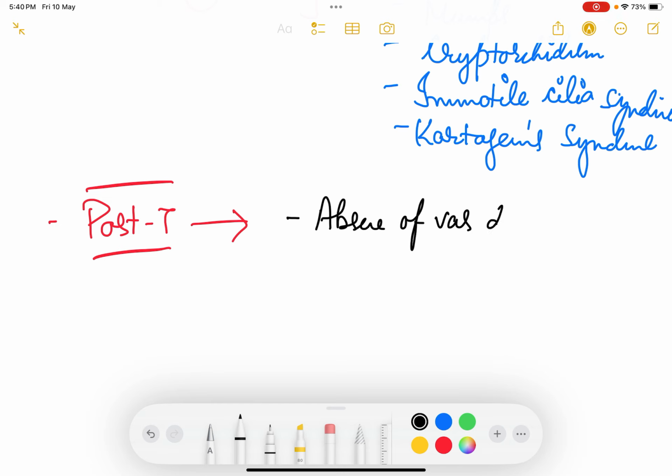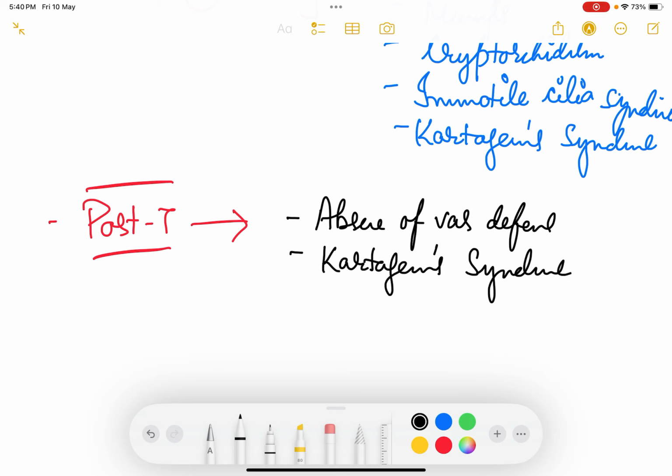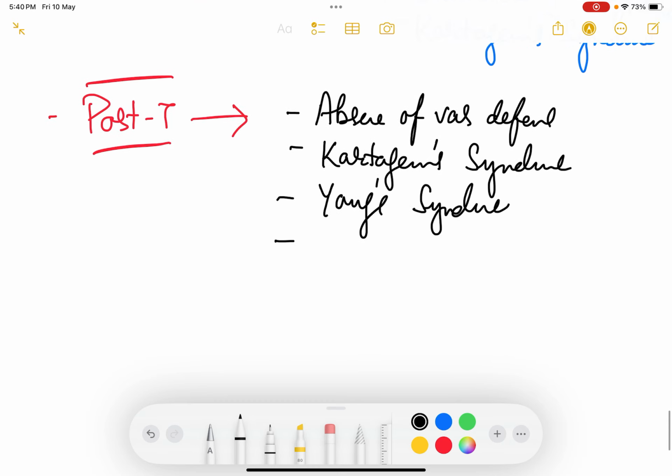So congenital absence of vas deferens can be there. There can be Carter-Jenner syndrome, whereby there can be a problem in the vas deferens. Motility of the vas deferens is not there. There can be Young's syndrome, which is an acquired syndrome, and there is immotility of the cilia, so that it is not exporting. Then it can be following a vasectomy also, which is iatrogenic.